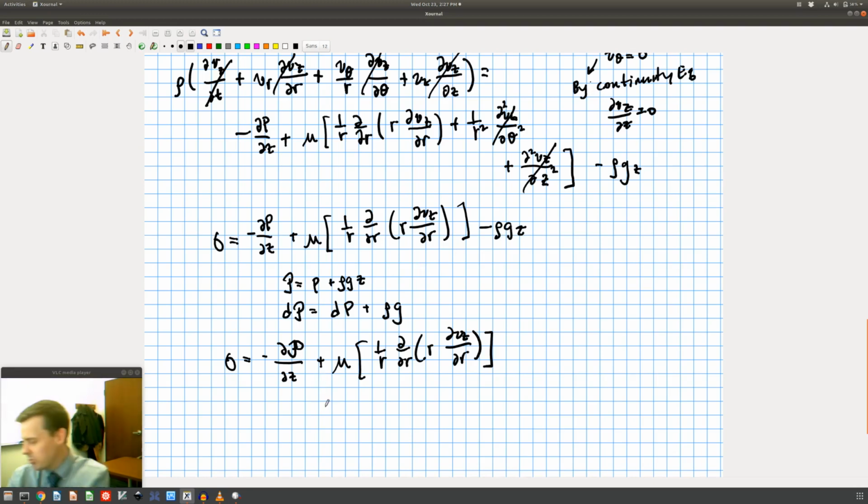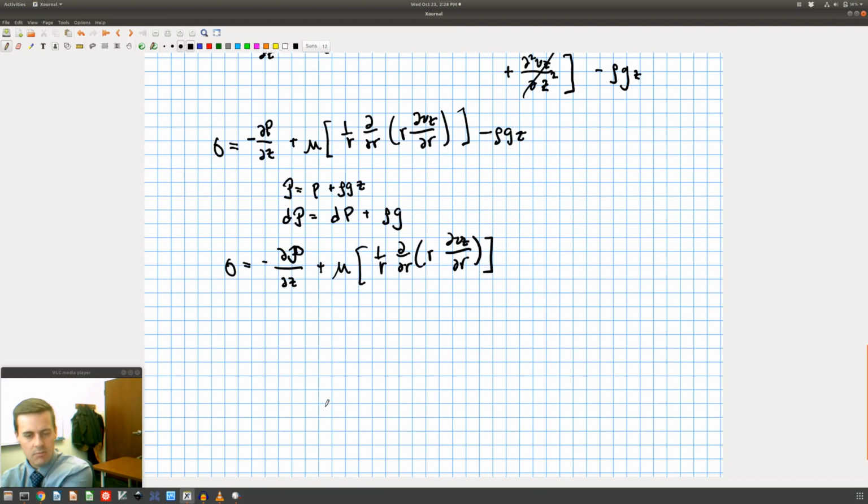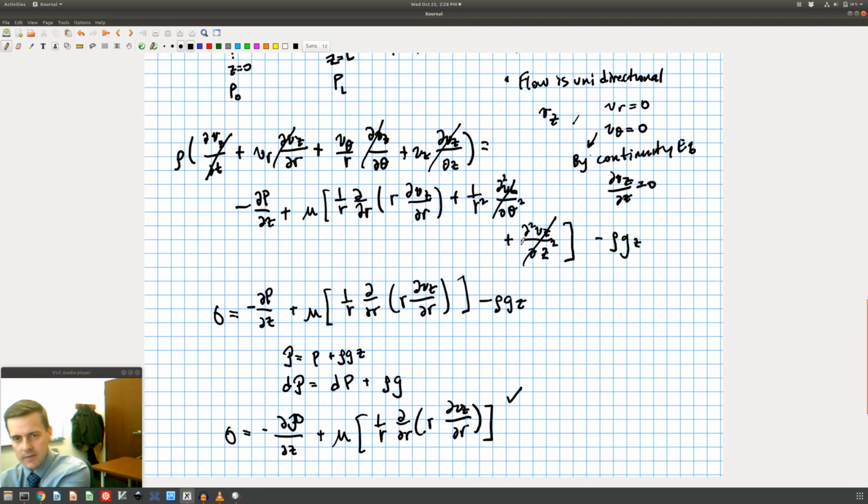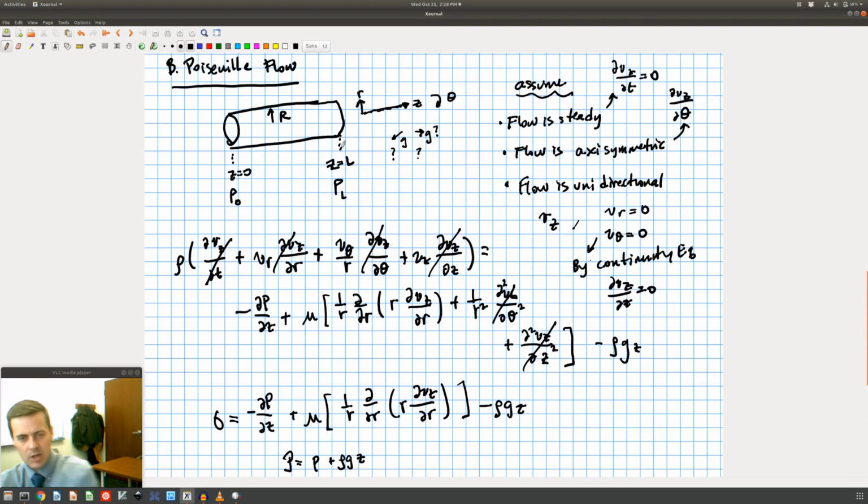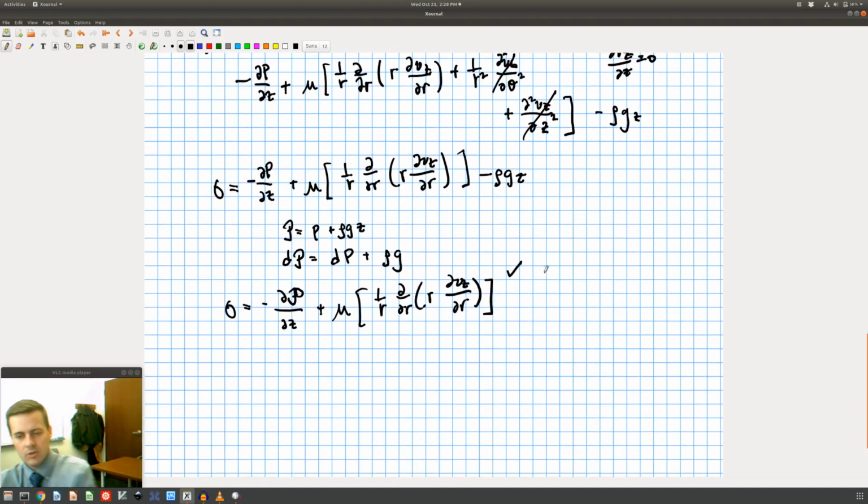Okay, so now we're to the point where we need to do some math. So we have this guy here, this is our equation, and we need boundary conditions. So the first boundary condition that we can say is we look up here and we say, well, by no slip, I can say that the velocity on the edge of the pipe is 0. All right, so we can say that. So Vz at big R equals 0. So that's no slip.